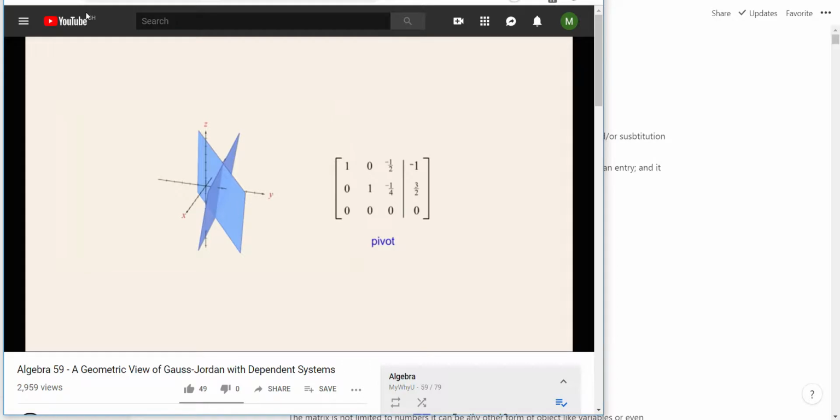Since this pivot added a multiple of row 2 to row 1, it causes plane 1 to rotate around its line of intersection with plane 2. And since the y coefficient in row 1 has changed to 0, plane 1 is now parallel to the y-axis.